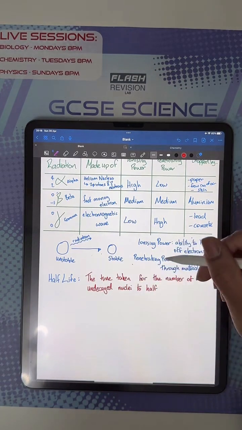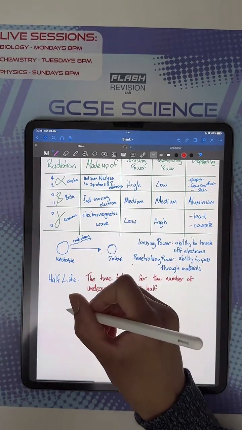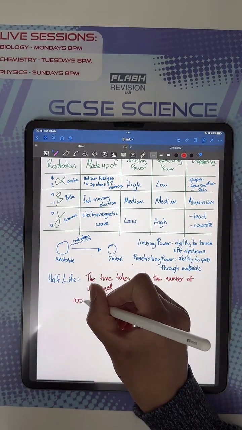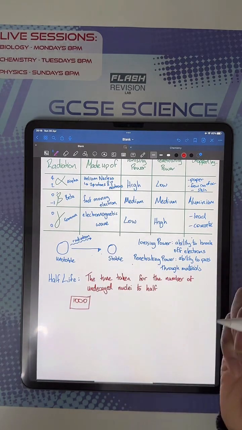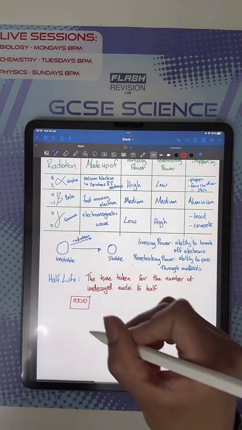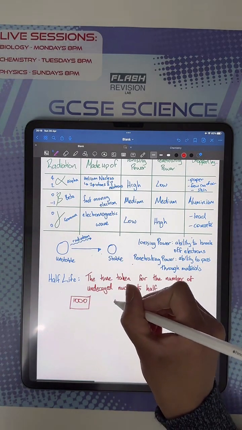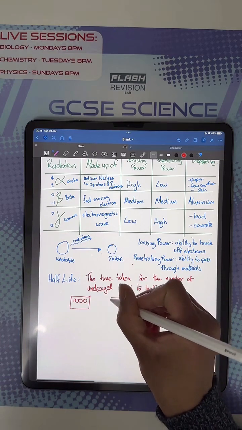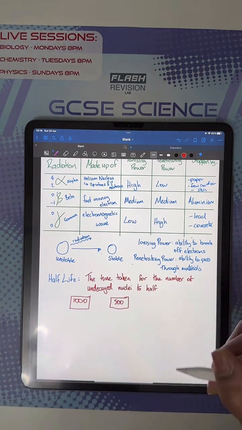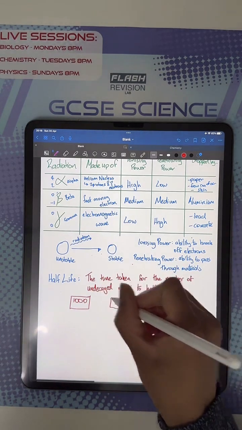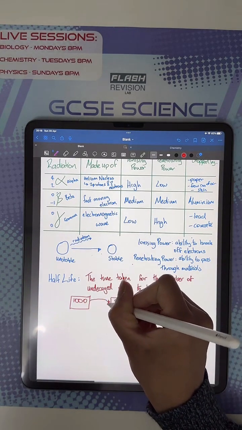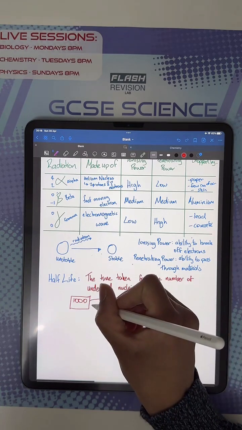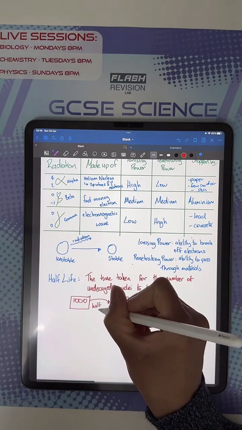The time taken for, let's say we started off with 1,000 undecayed nuclei, so this is something radioactive, and then 500 of them decay, meaning 500 of them now become stable. That means the number of undecayed nuclei have halved. So the time taken for it to get from 1,000 to 500 is what we call one half-life.